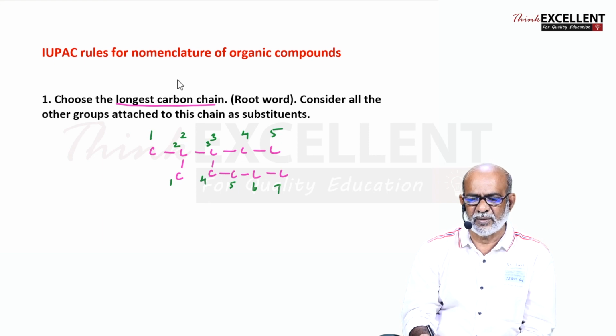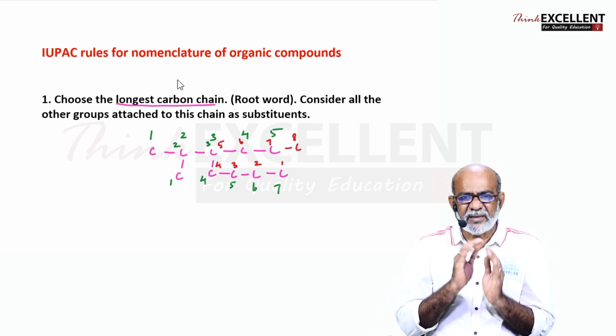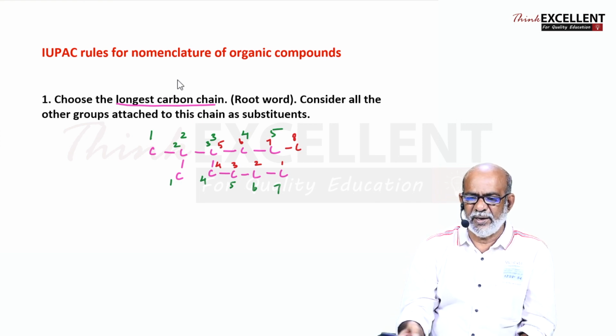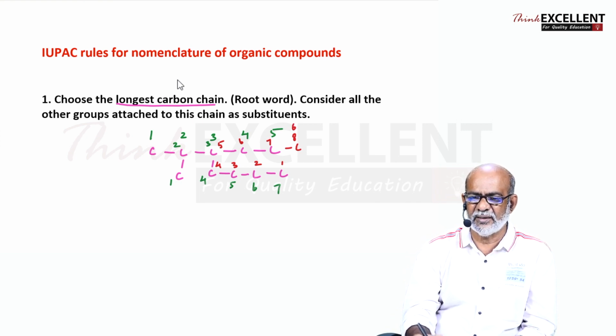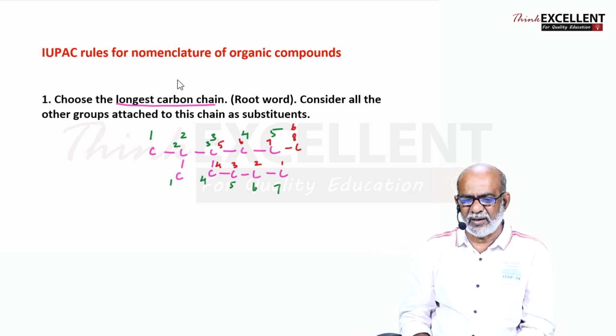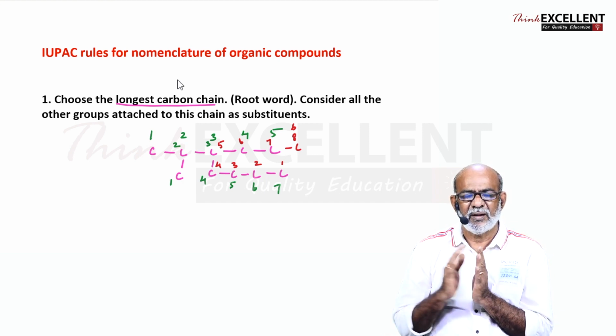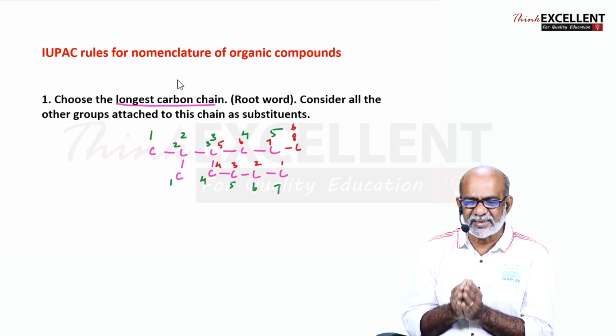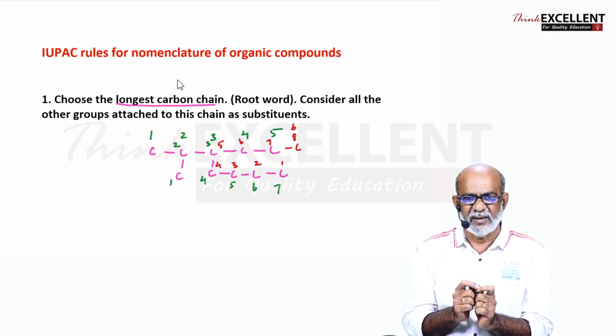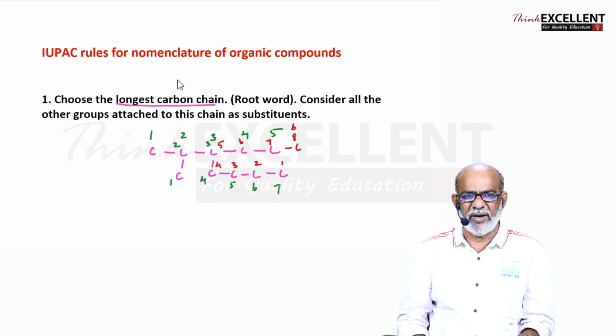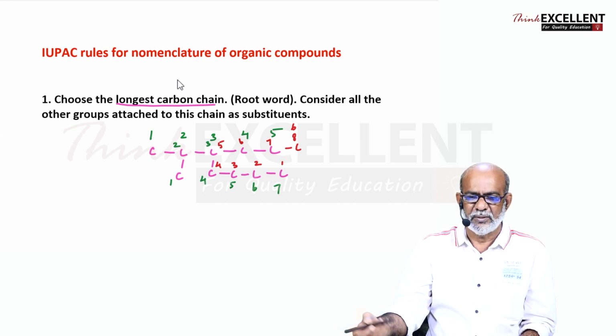Now I start from here: 1, 2, 3, 4, 5, 6, 7. Suppose one more carbon is present, 8. So I arrange it in 3 ways. The first way, if I write like this, I get 6 carbons. Another way, I get 7 carbons. Suppose I write another way, I get 8 carbons. Out of these 3 ways, the one which contains the longest chain of carbon is 8. So that is taken as the root word. First you have to find which is the longest chain. That is considered as the root word.